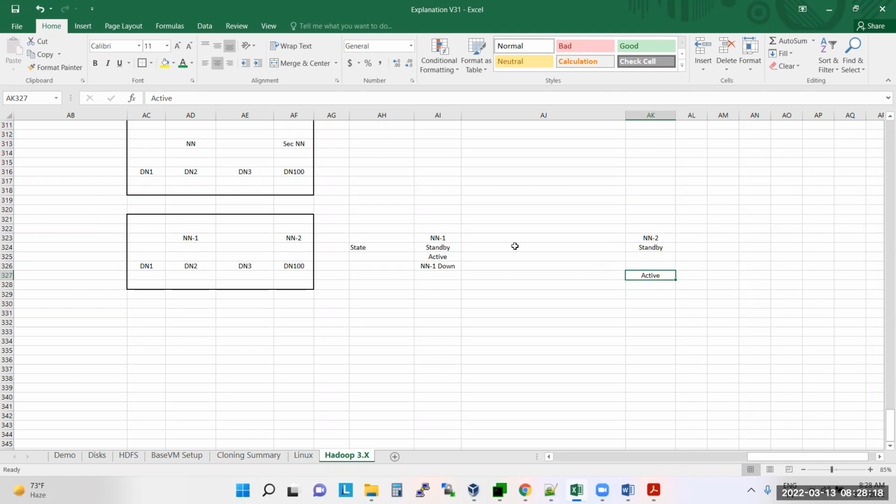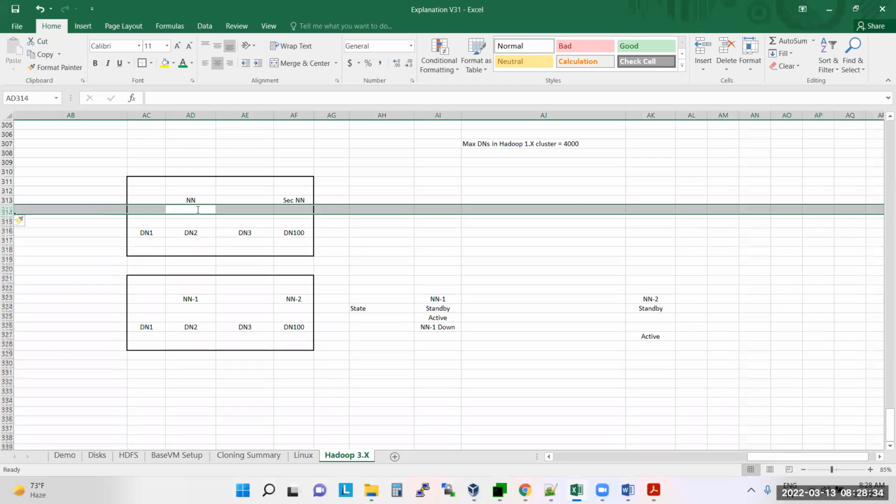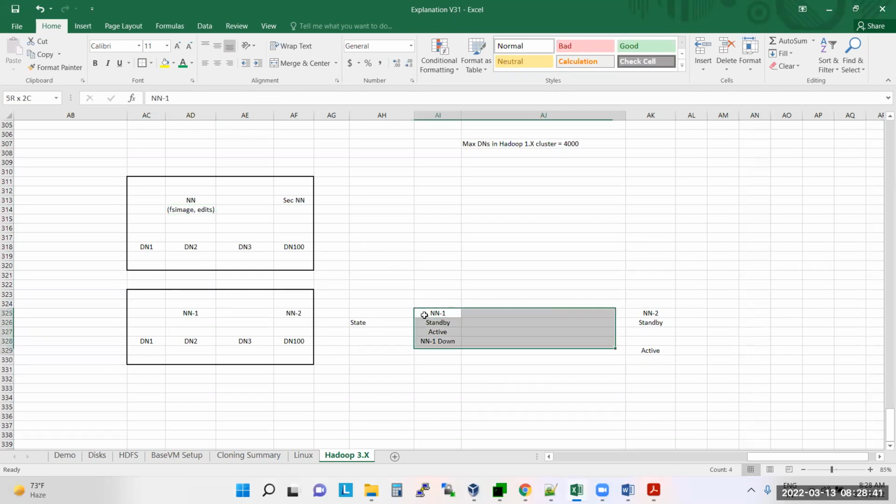So this is the idea they brought. Earlier, I had one name node, which maintained the FS image and its own edits. Yes or no? Yes, sir. But now I have the two name nodes case. Now the question is, where do we maintain the FS image and edits? It will maintain a copy in the secondary name node also.